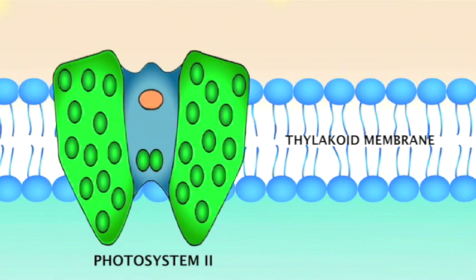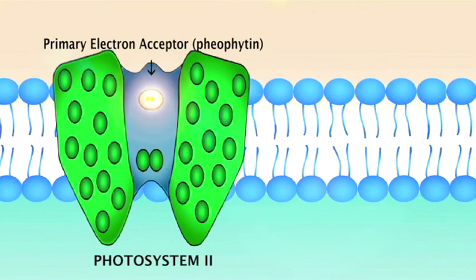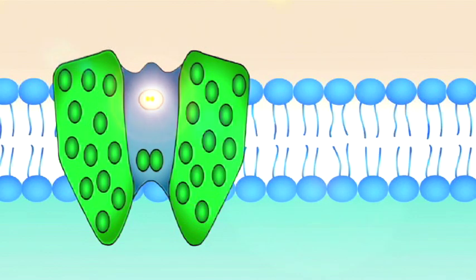Each time one photon of light strikes a chlorophyll molecule in a light-harvesting complex, its energy is absorbed, causing one of its electrons to become excited or energized. The energy is passed along until it reaches the reaction center complex, where it is transferred to a special pair of chlorophyll molecules. This energy causes each of them to eject an electron and then donate it to a primary electron acceptor molecule called pheophytin.